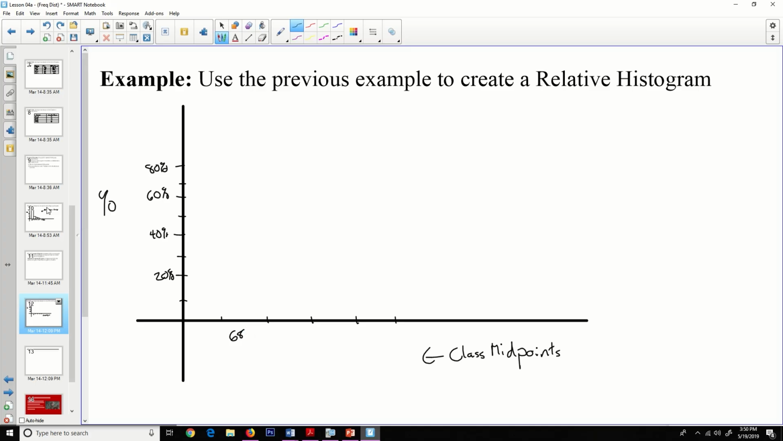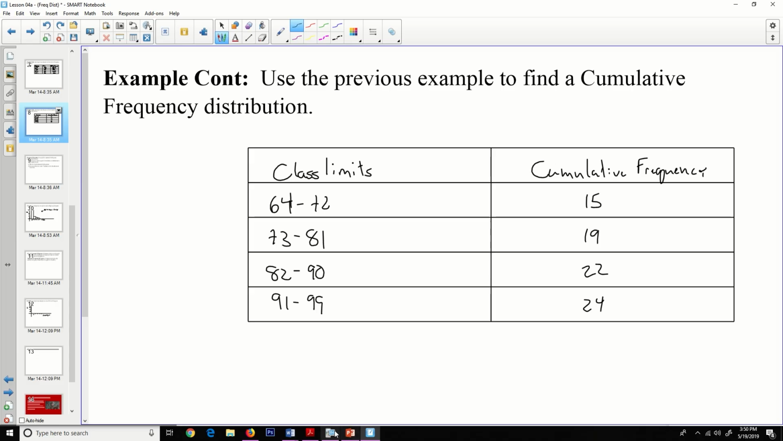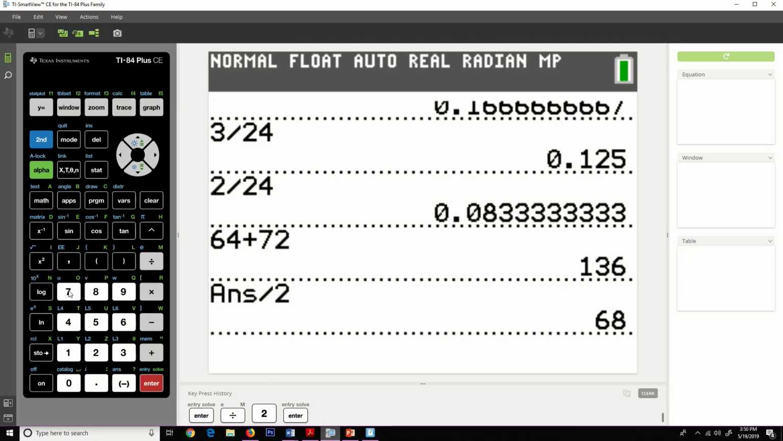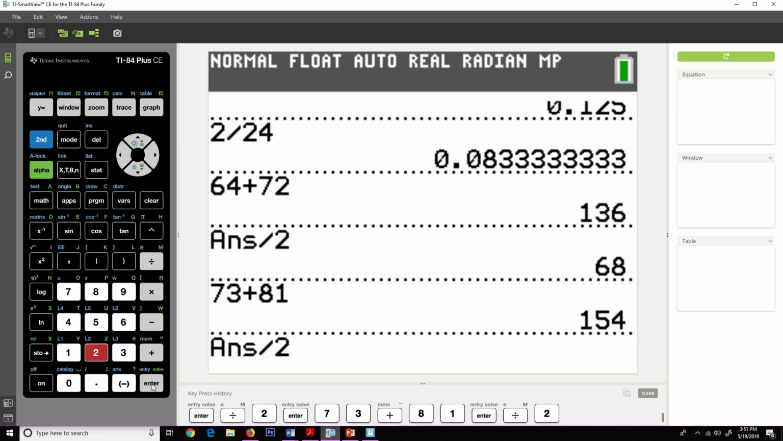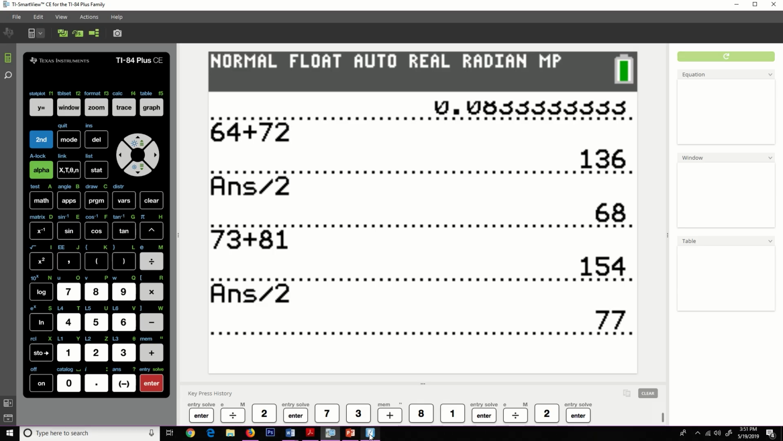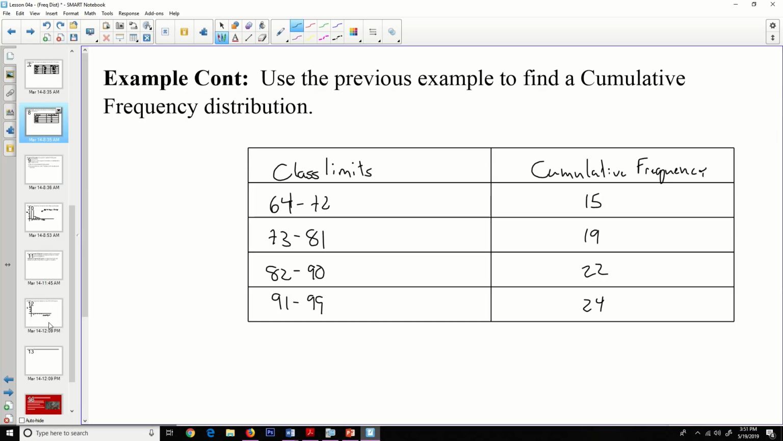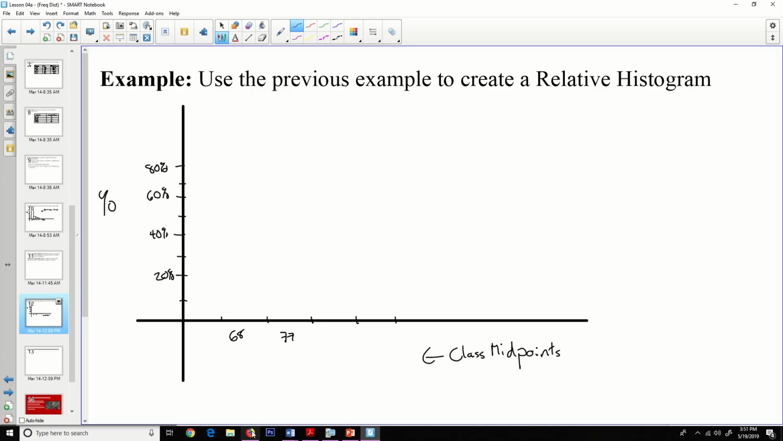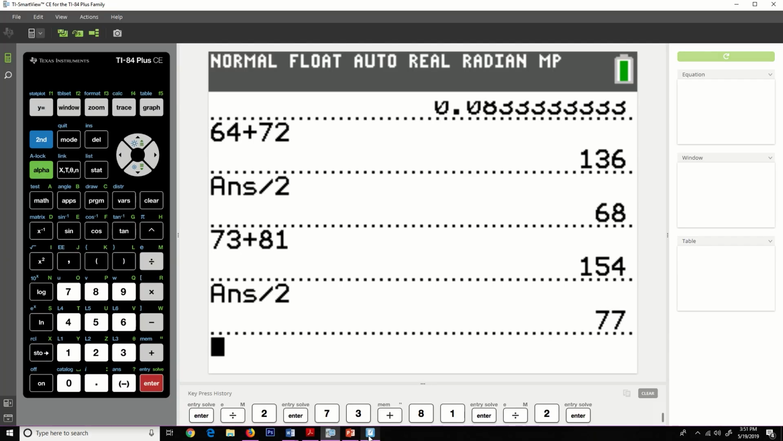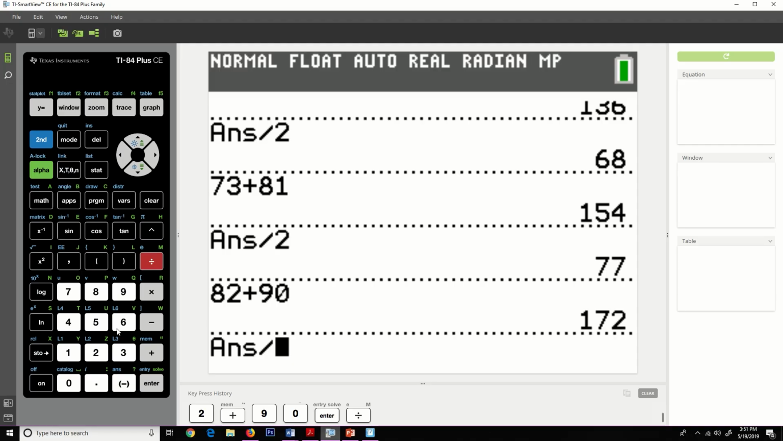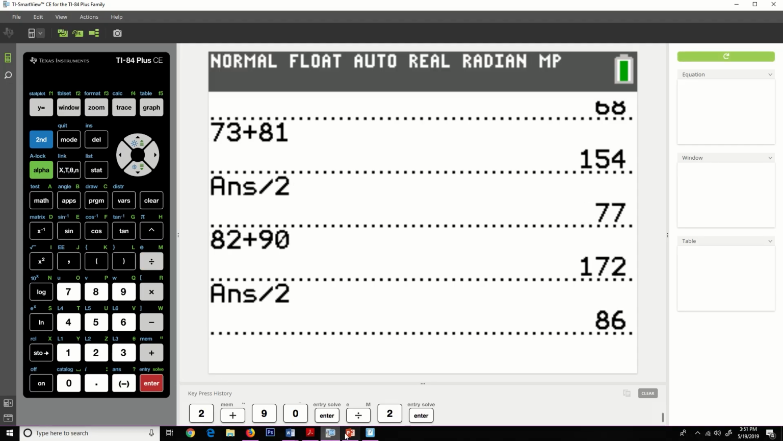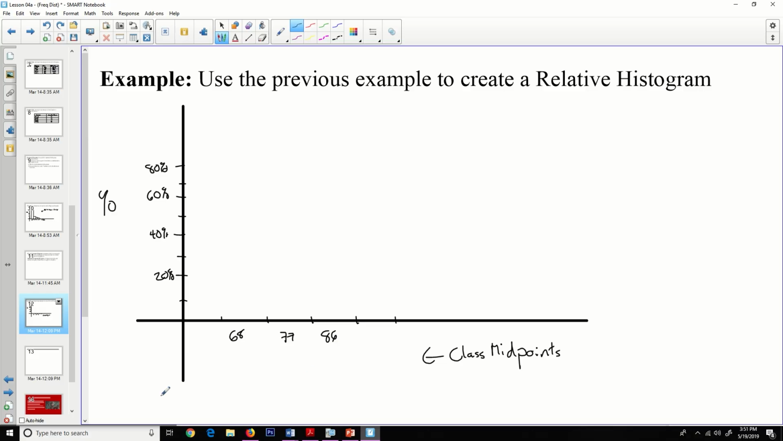And then that next class, 73 plus 81, equals, divided by 2 is 77. So we'll go 77 right there. And then the next one was 82 and 90. I can do that one in my head. 82 and 90 is going to be 172 divided by 2 is 86. So we'll go 86 right there.